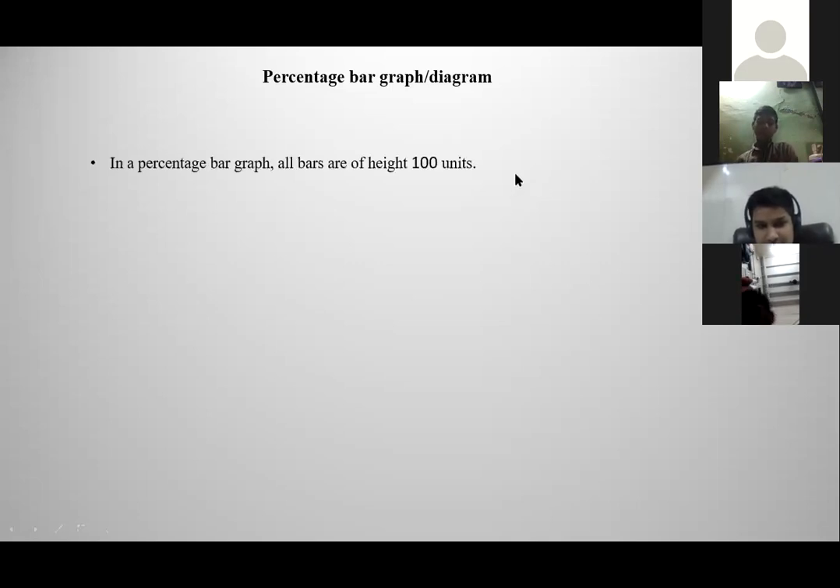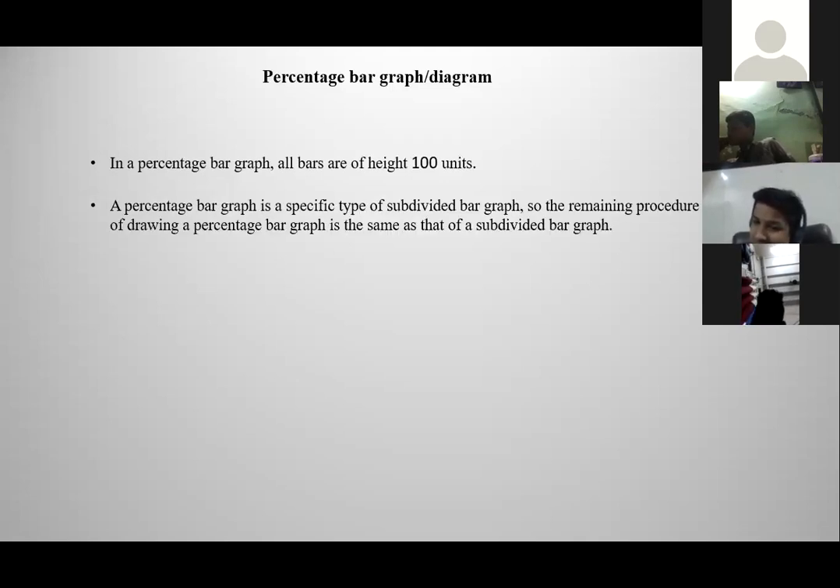Okay, so in this percentage bar graph, all of the bars will be of 100 units. So on your x-axis, you'll have to do from 0 to 100. So in a percentage bar graph, all bars are of 100 units. So it is 0, 10, 20, 30, 40, 50, up to 100 on your y-axis. And a percentage bar graph is a subdivided bar graph. So the remaining procedure of drawing a percentage bar graph is same as that of a subdivided bar graph.